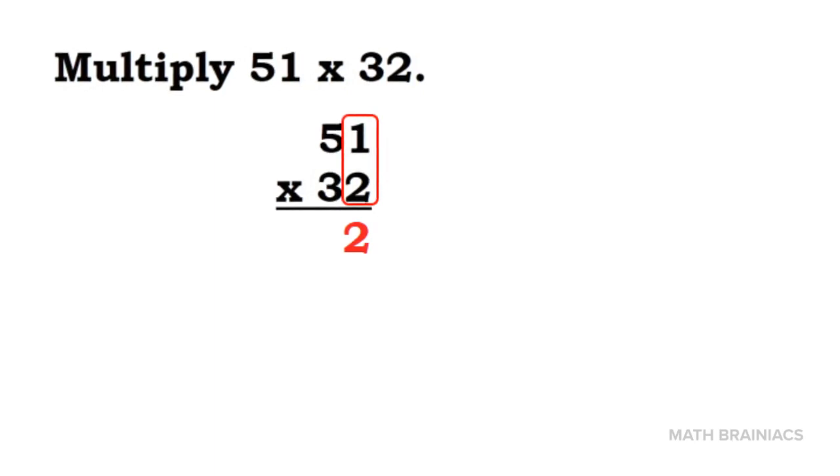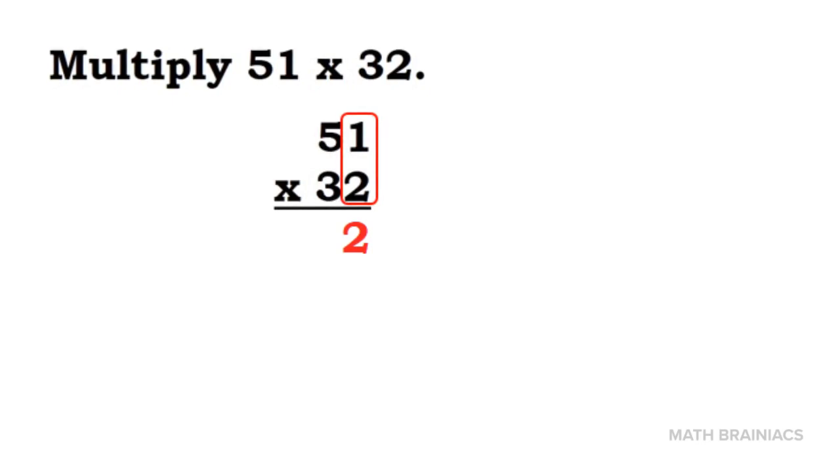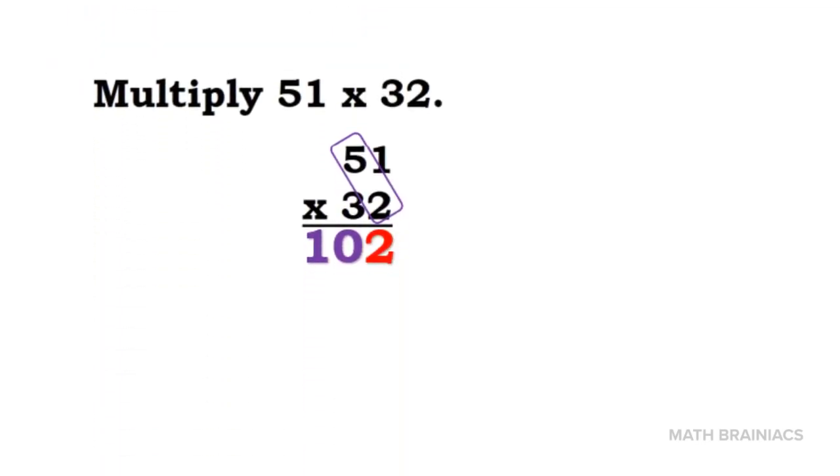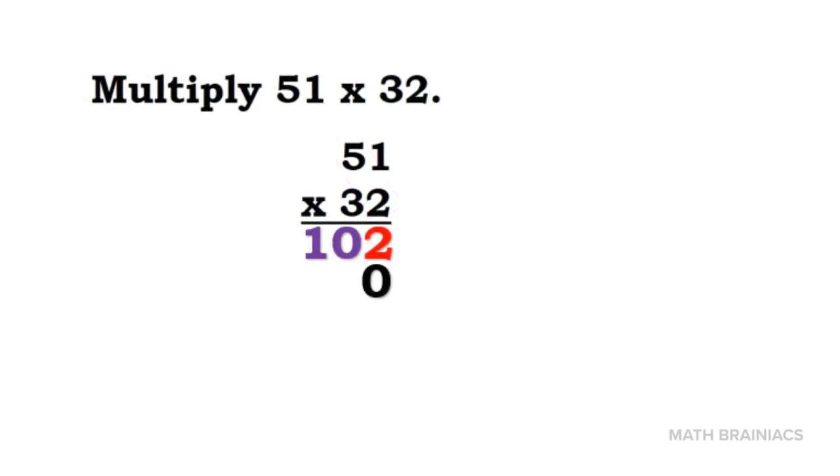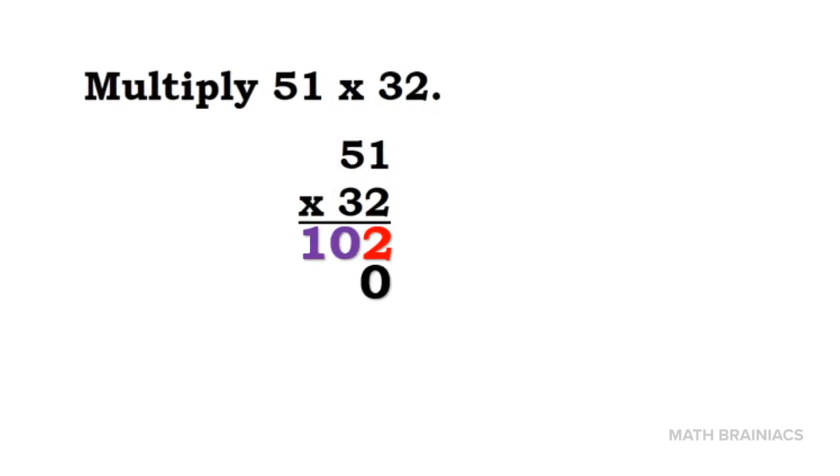Then start working with the ones place value. In this regard, 2 times 1 is 2. Next, multiply the ones place value of the multiplier with the tens place value of the multiplicand. Therefore, 2 times 5 is 10. After you finish working on the ones place value of the multiplier, you can move now to the tens place value. Therefore, you need to put 0 on the ones place value of the answer.